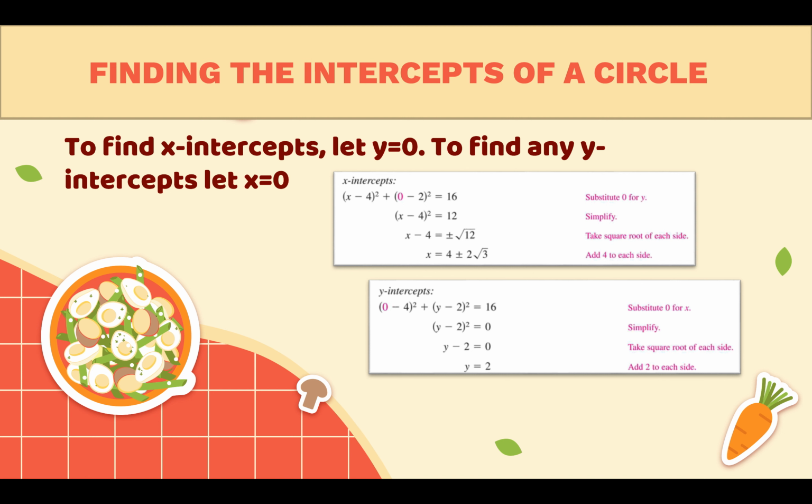And then pretty much the same thing goes for the y-intercept, same kind of standard. You just put all the x values in as 0, and then you simplify it down, take the square root of each side because of the squared, and add 2 to each side. So basically, this is just simple algebra and solving equations.